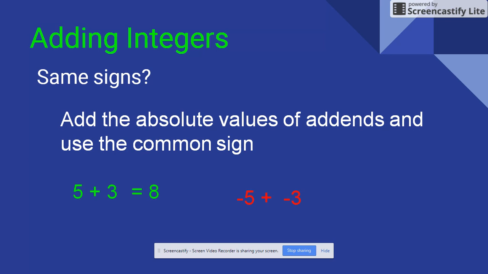For another example, negative 5 plus negative 3. Okay, again, absolute values are the numbers without the signs. So just look at the numbers 5 and 3. When you add 5 and 3, they make 8. And the common sign is negative. So the answer is negative 8.